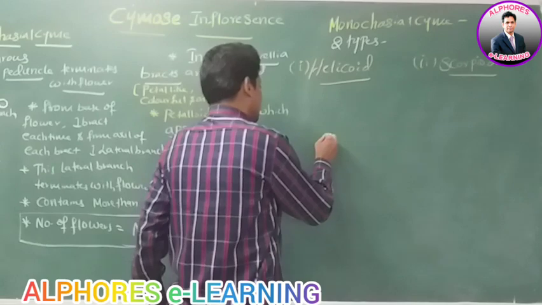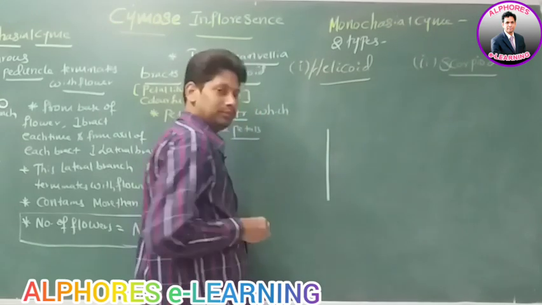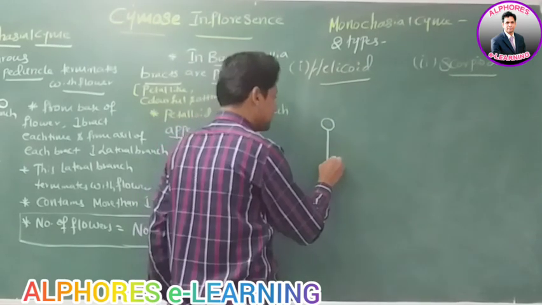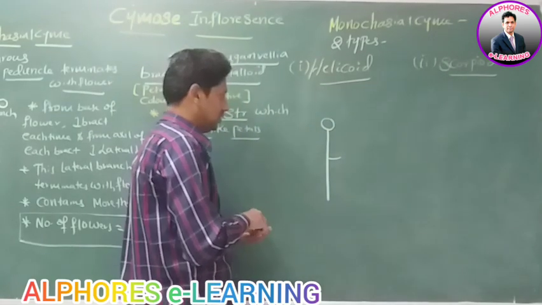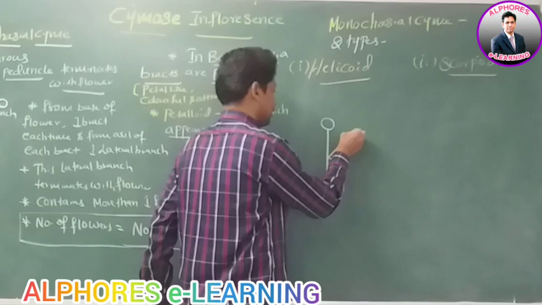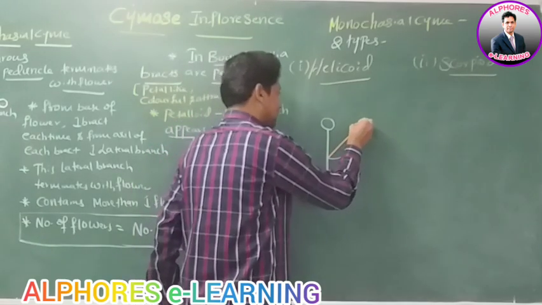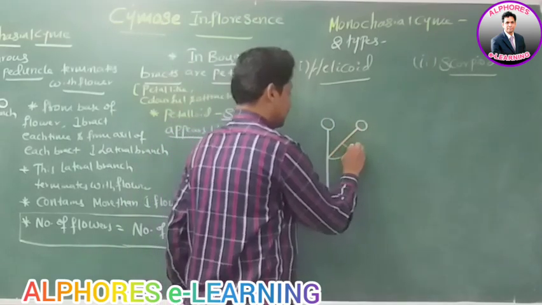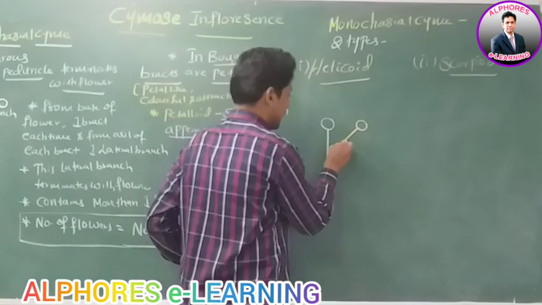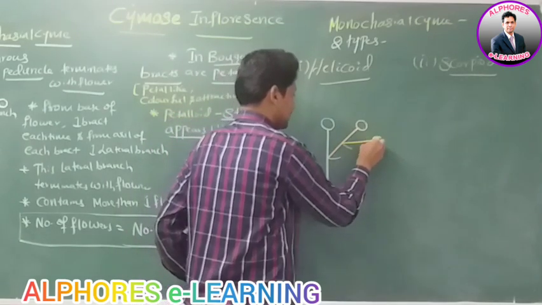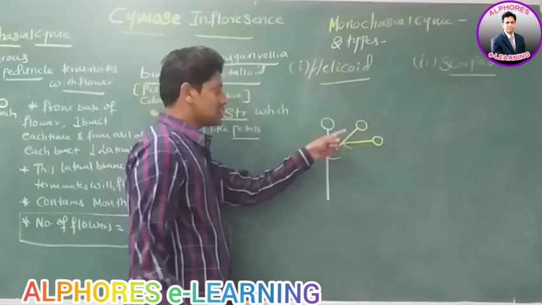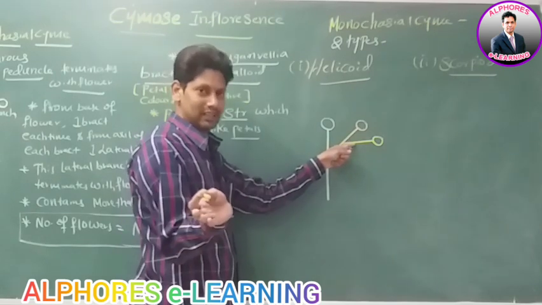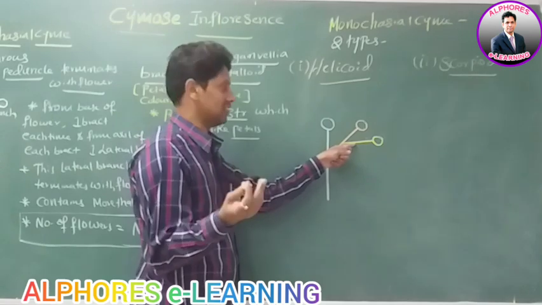Go for helicoid. See here, sir, this is a peduncle. The tip of the peduncle has terminated with a flower. At the base of this flower, one bract has come. In the axil of this bract, one lateral branch developed. The tip of this lateral branch terminated with a flower. At the base of this flower, one bract. In the axil of this bract, a lateral branch terminated with a flower. See this diagram. In this diagram, how many lateral branches? 2 lateral branches. These lateral branches are on the same side.